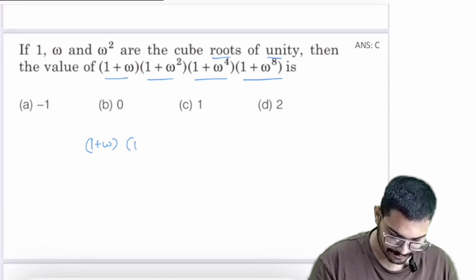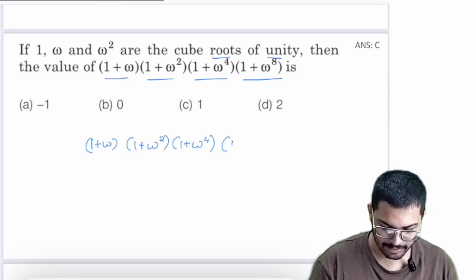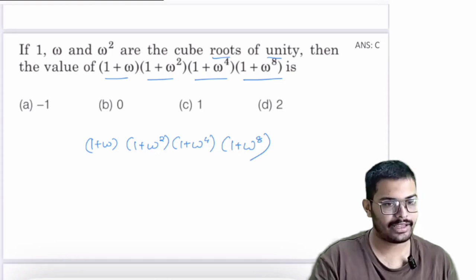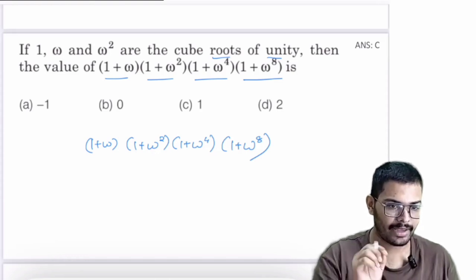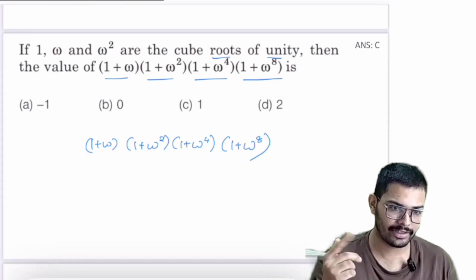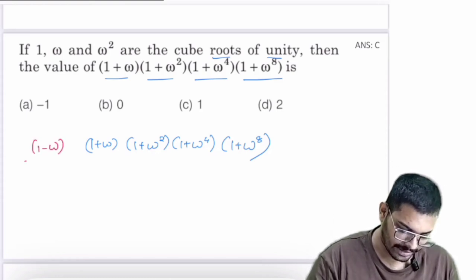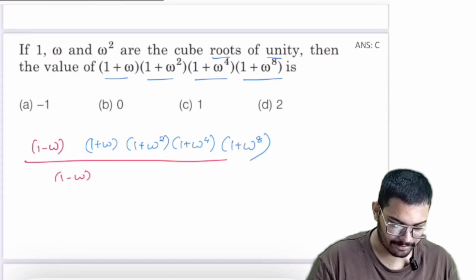The easiest way is to write it first: 1 plus omega square, then 1 plus omega raised to 4, then 1 plus omega raised to 8. When you see all the powers of omega, they are doubling: 1 becomes 2, 2 then 4, then 8. The easiest way is to multiply the numerator and denominator with 1 minus omega.